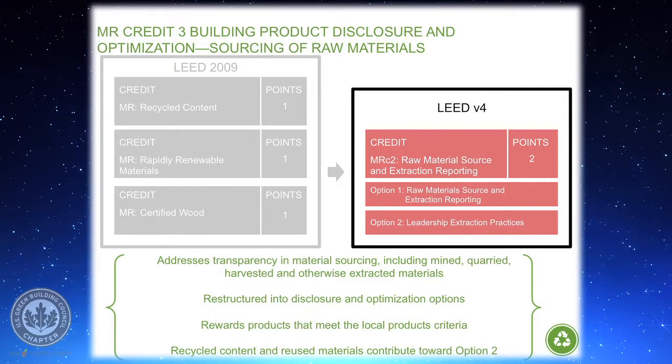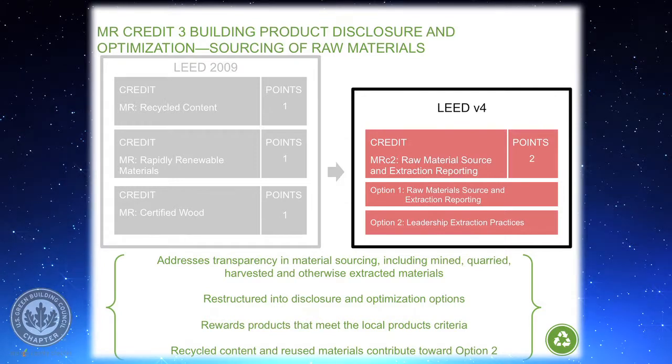So the next credit, here we're now moving into that box of human and ecological health impacts, is the sourcing of raw materials credit. So here we are looking at the certified wood credit applied to mining, extraction, quarrying, any type of extraction related industry or supplier.